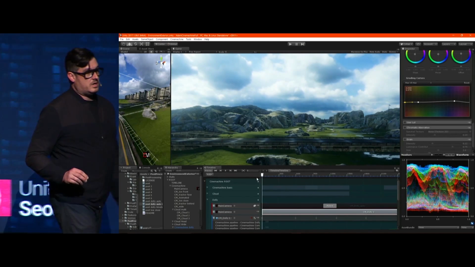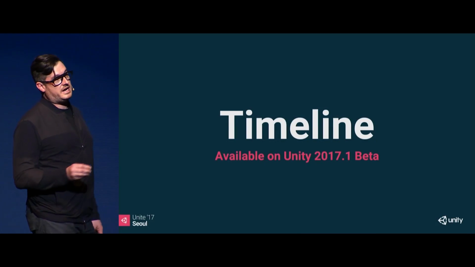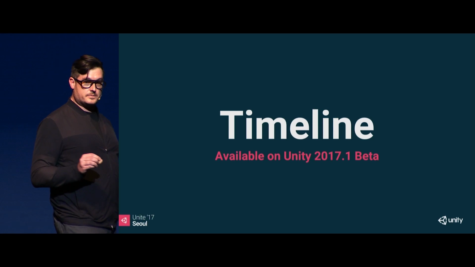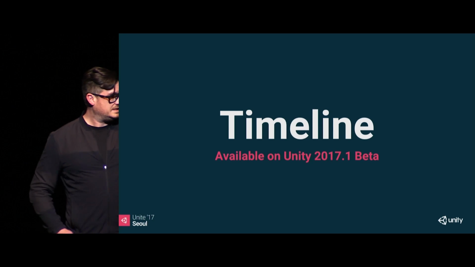And these tools are available now. Cinemachine and the post-processing stack are going into Unity 2017.1, and they're available in the Asset Store now.